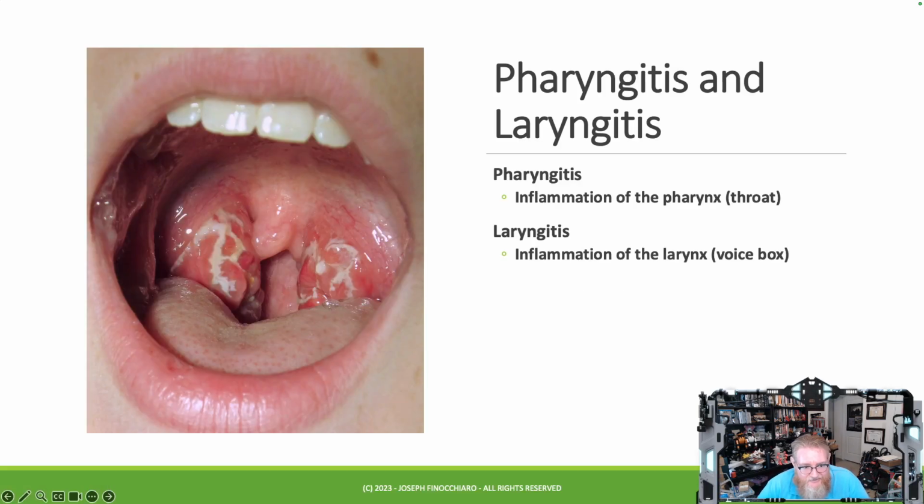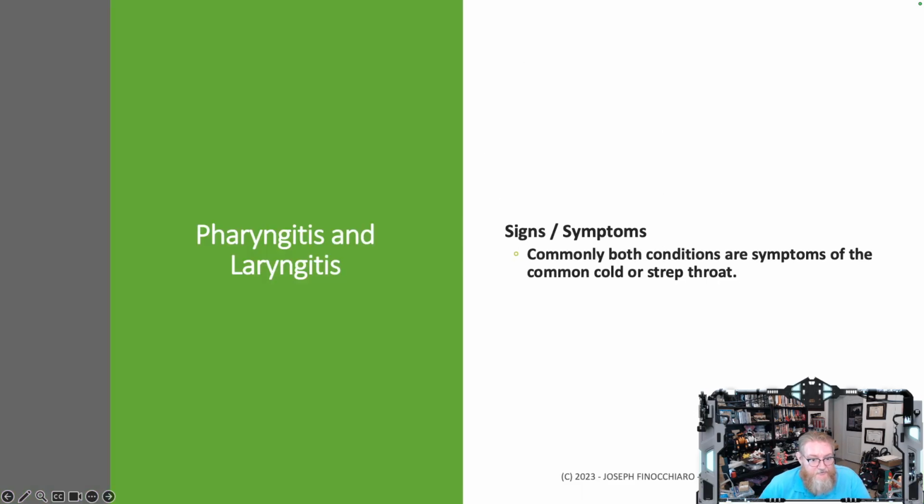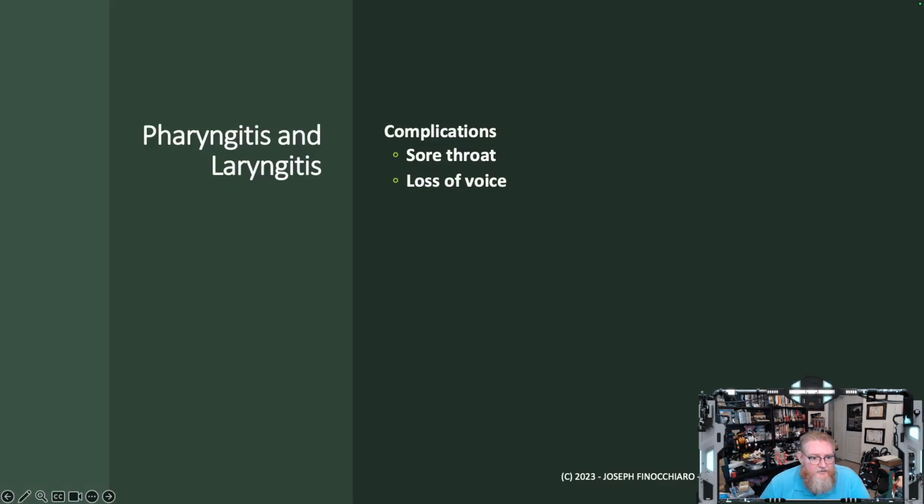Pharyngitis and laryngitis. Pharyngitis is an inflammation of the pharynx or the throat, and laryngitis is an inflammation of the larynx or the voice box. Both are symptoms of the common cold or strep. Complications of both of these diseases include sore throat and loss of voice.